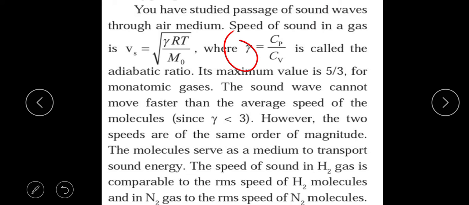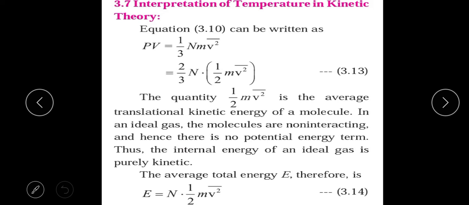Gamma is called the adiabatic ratio, which is Cp upon Cv, that is specific heat at constant pressure divided by specific heat at constant volume. Its maximum value is 5 upon 3 for monoatomic gases. Now next we are going to see the interpretation of temperature in kinetic theory.